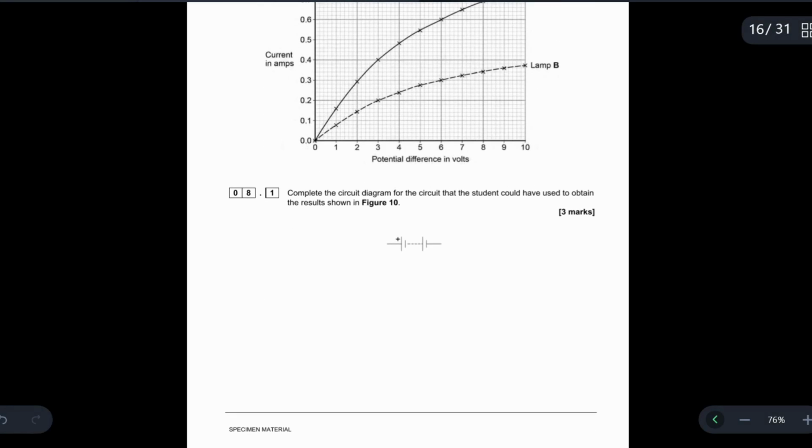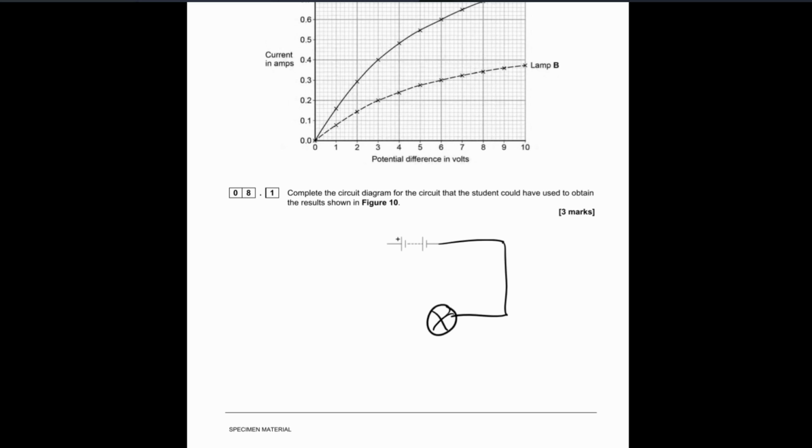Okay, so first of all, let's just draw in our bulb. We've got two lamps here, so we're going to put a lamp in there. You don't need to include both of the lamps. The idea is you're going to do this experiment twice, and you're going to switch out lamp A for lamp B on the second go. You then need a way to measure the current, and so we're going to put in an ammeter, and remember ammeters are going to go in series.